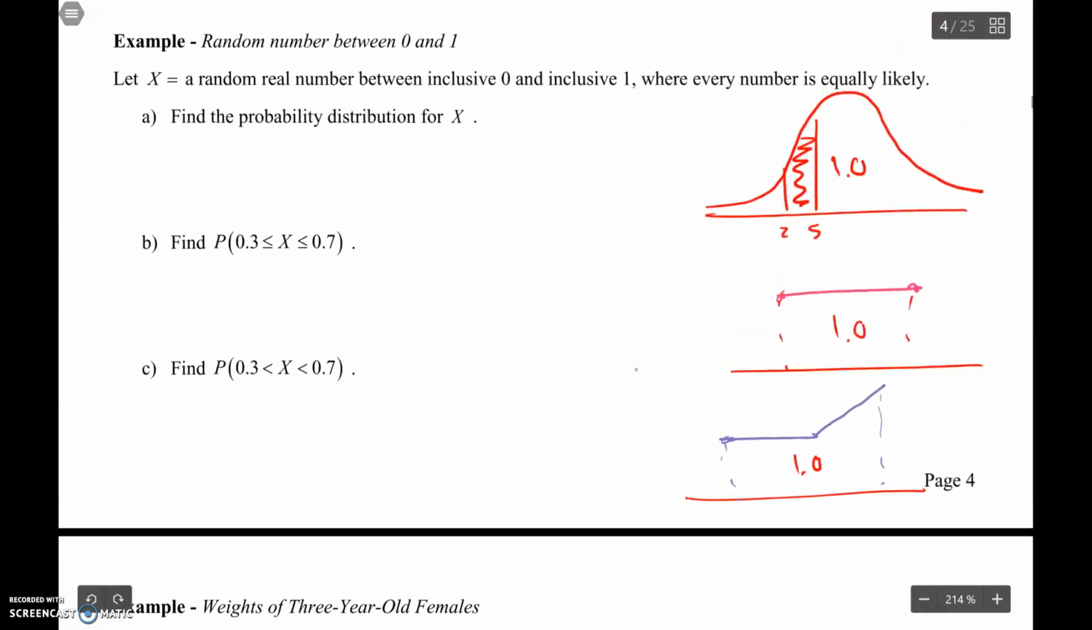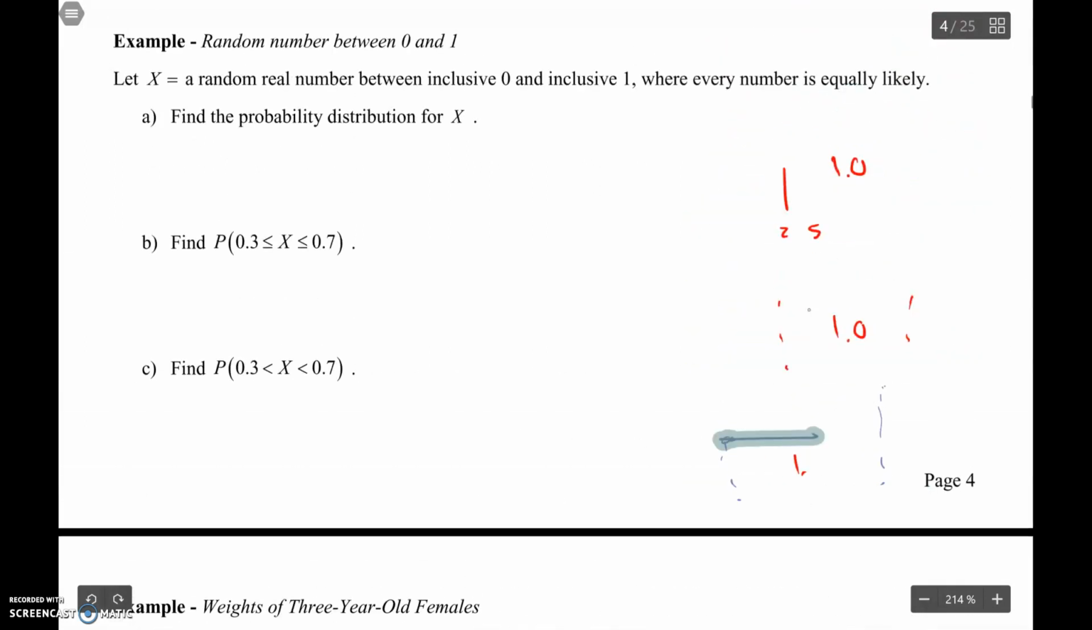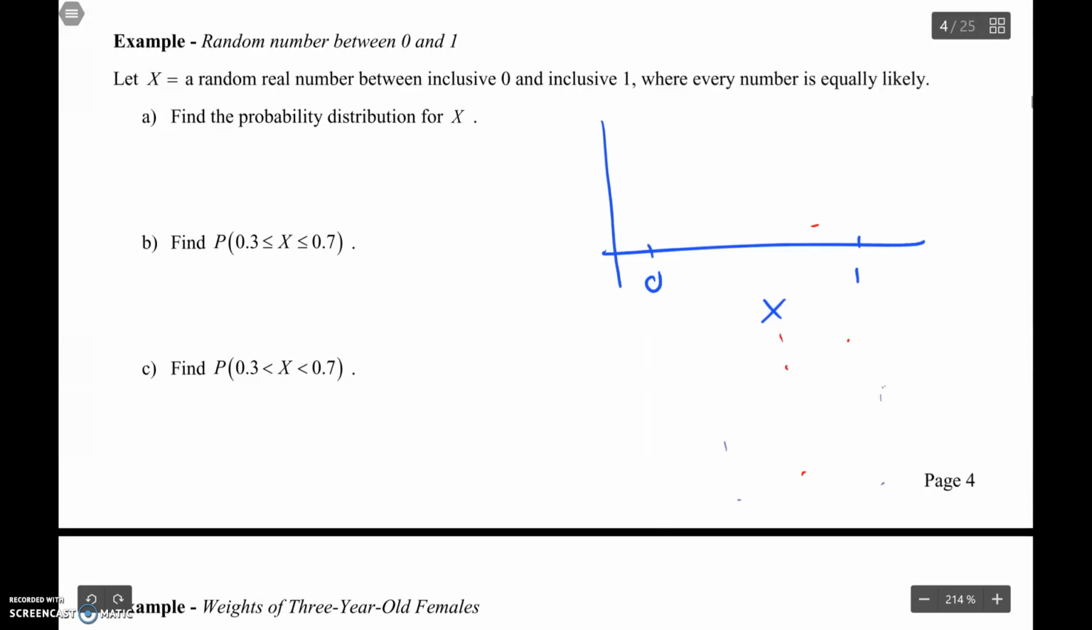So, like I said, this is nothing new. Just revisiting it and reviewing it from the same perspective. Let x equal a random number between 0 and 1 inclusive, where every number is equally likely. Well, if every number is equally likely, then we simply have a uniform density curve.